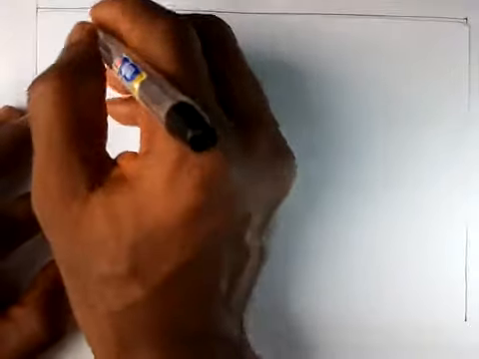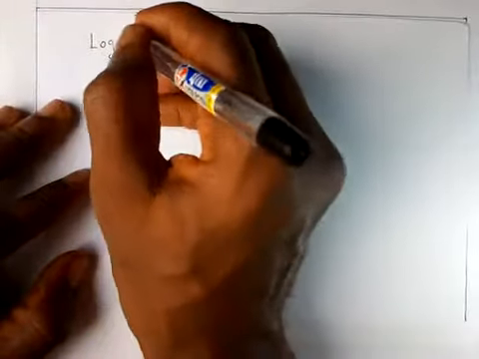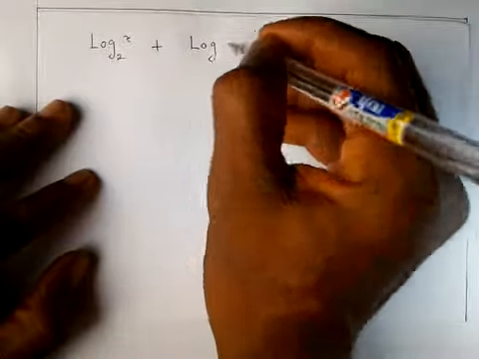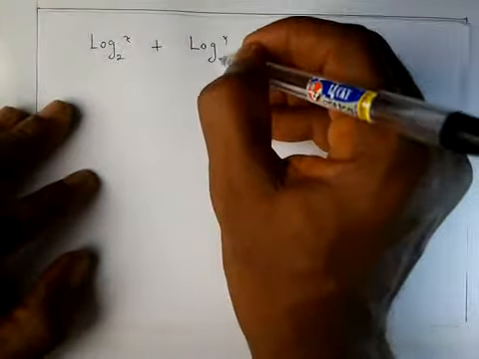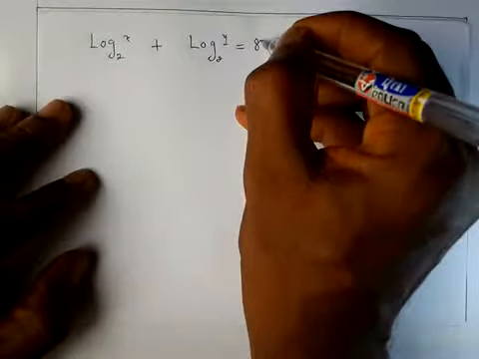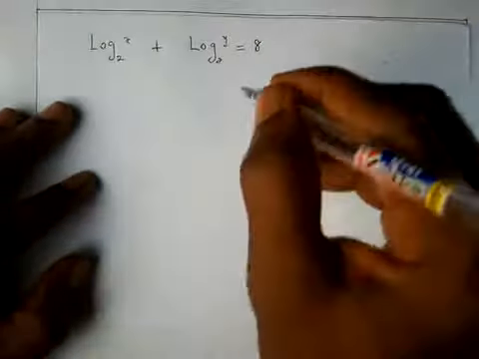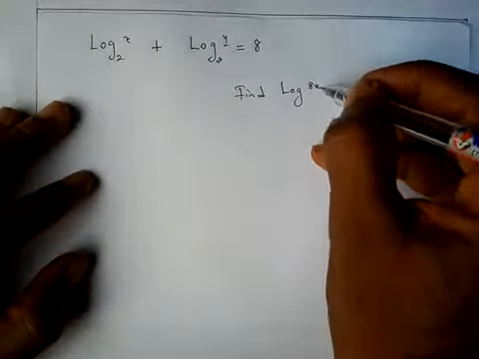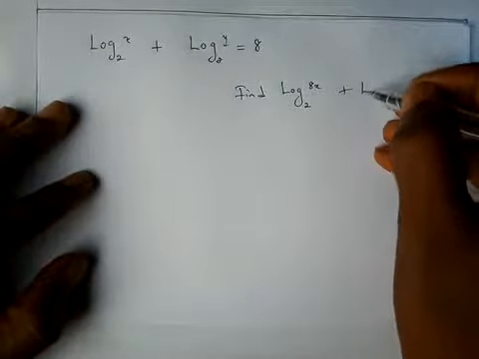The next question is demanding that, given that log x to base 2 plus log y to base 2 is equal to 8, we should find log 8x to base 2 plus log 4y to base 2.